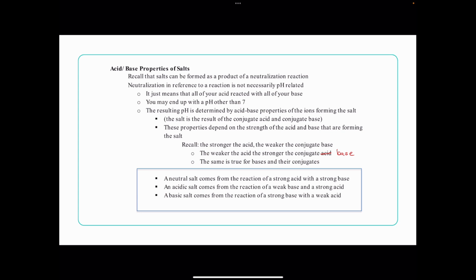So with that in mind, when we talk about salt solutions, we can have a neutral salt, an acidic salt, or a basic salt. A neutral salt is going to be one that comes from the reaction of a strong acid with a strong base. An acidic salt comes from the reaction of a weak base and a strong acid. A basic salt comes from the reaction of a strong base with a weak acid. So, two strong materials reacting, we get a neutral salt. If one is strong and one is weak, if it's the acid that's strong, it's going to be an acidic salt. If it's the base that's strong, it's going to be a basic salt.